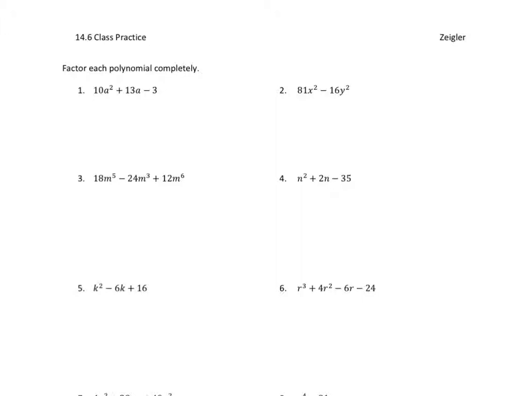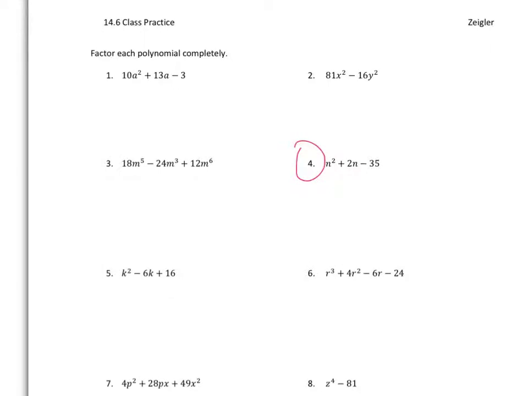So now looking at your class practice sheet for 14.6, go through and circle the numbers that you think you might want to use reverse FOIL. And be careful not to circle any that are perfect square trinomials. Okay, you should have only circled number 4, because number 5, while it has a coefficient of 1 outside the k² term, it is a perfect square trinomial, so we can just use the formula for that, although it would work with reverse FOIL.